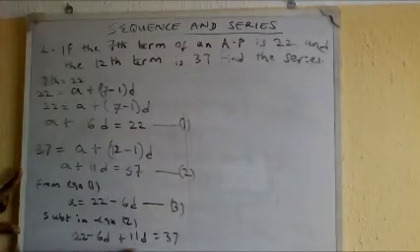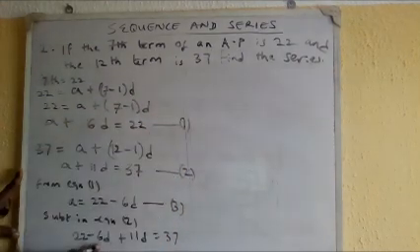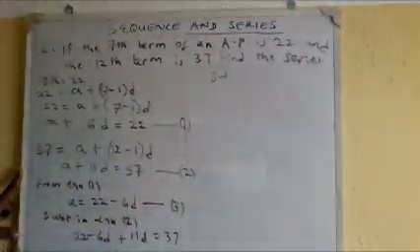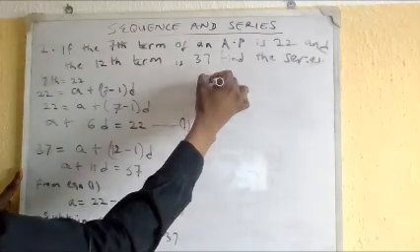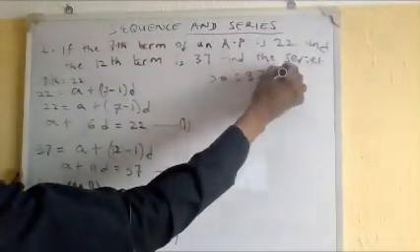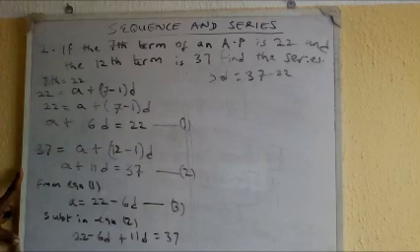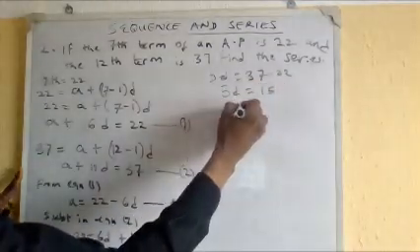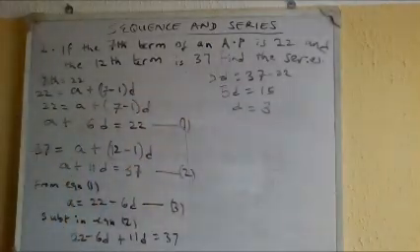So minus 6D plus 11D on this side is 5D. And 37, this one will go out to meet it. 37 minus 22 will give me 15. So I have 5D is equal to 15. So D, divide both sides by 5 to give me 3. So I've gotten the common difference.